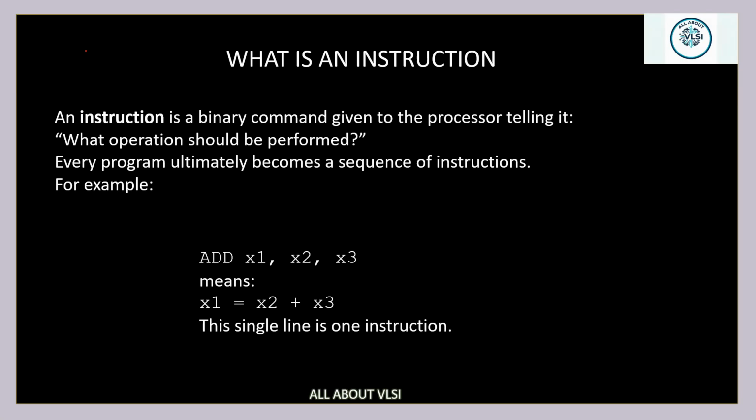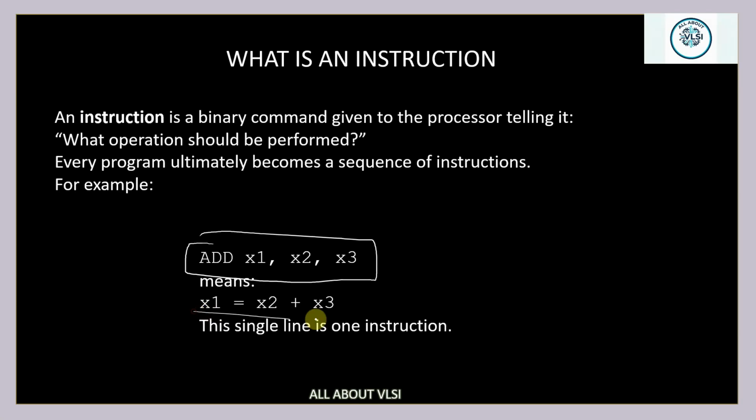Now, the first thing we need to understand is what do you mean by an instruction? Basically, an instruction is a binary command given to the processor telling it what operation should be performed, and every program ultimately becomes a sequence of instructions. For example, if I have this kind of program written in some assembly language, then this is nothing but x1 is equal to x2 plus x3.